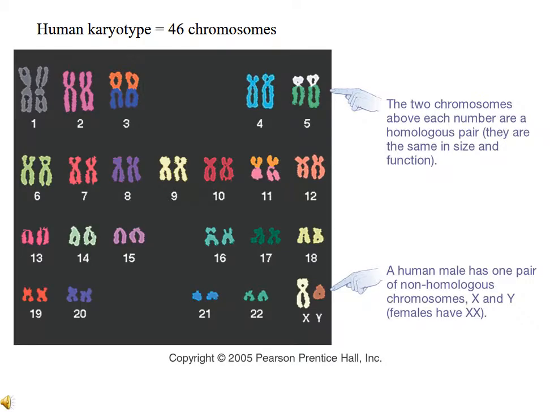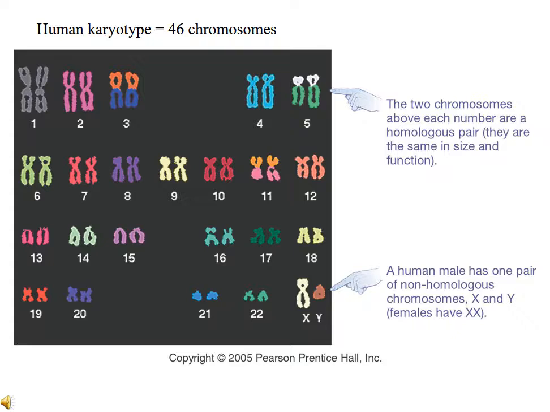Let's for a moment look at a karyotype of a human cell. This is a diploid cell. This is basically a pictorial view of all of the chromosomes that are present in all human cells. As you can see, we have 23 pair of chromosomes. Each pair is referred to as a homologous pair.